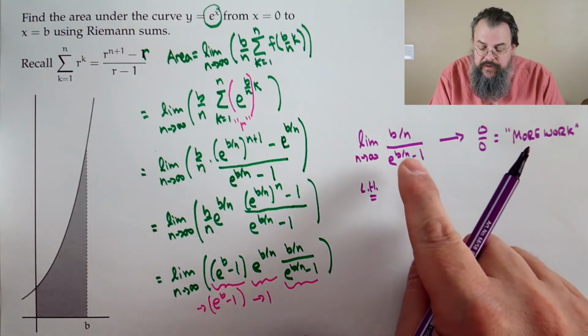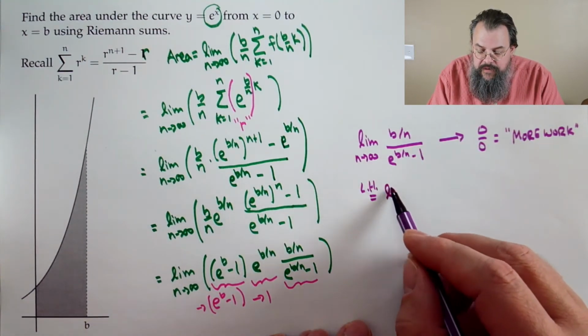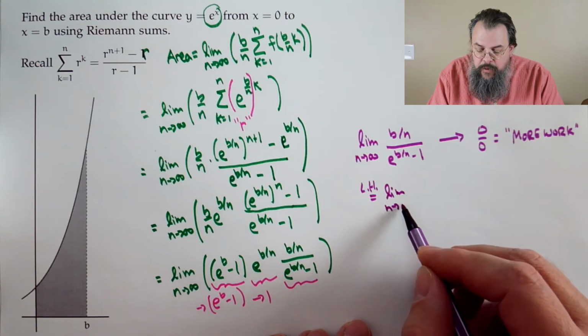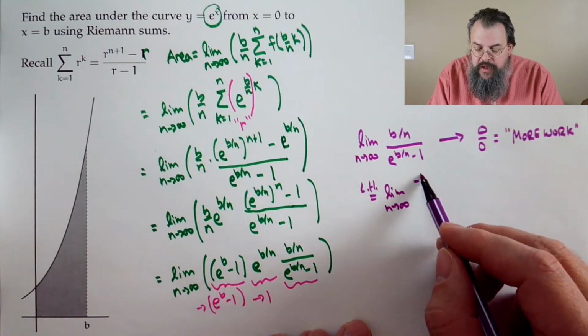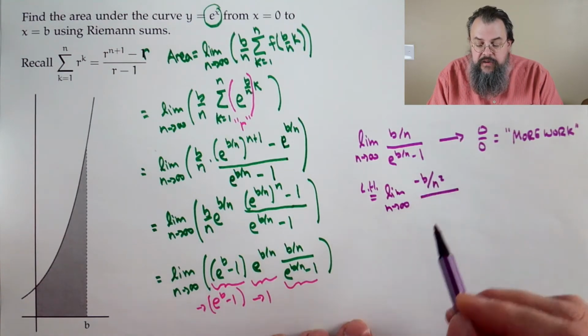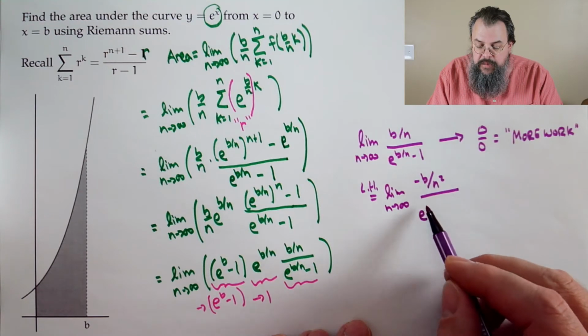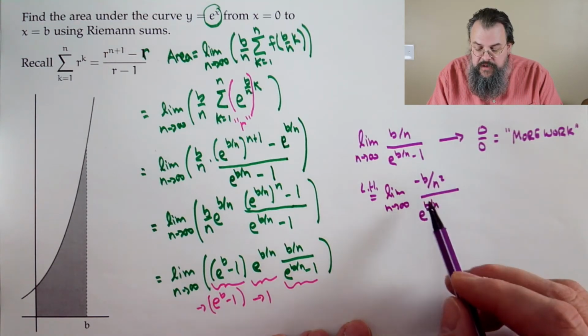All right, so upstairs, taking the derivative with respect to n, what would we have? Well, if we think of it as like 1 over n, the derivative of that would be minus 1 over n squared, so minus b over n squared. Downstairs, all right, do the chain rule. It would be e to the b over n times the derivative of b over n.